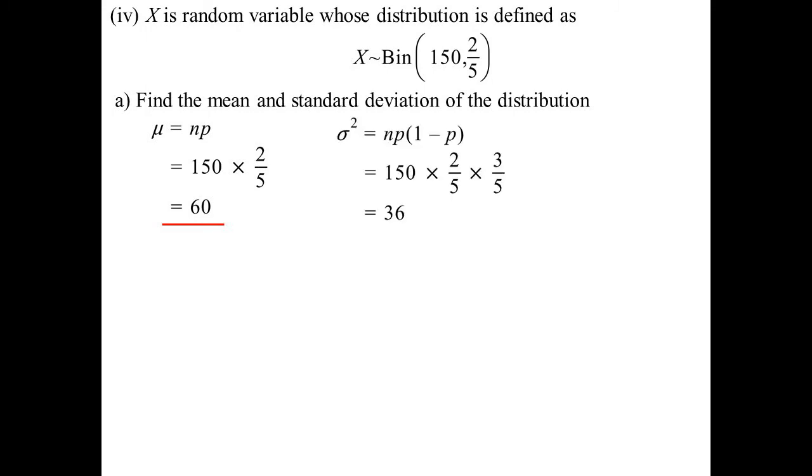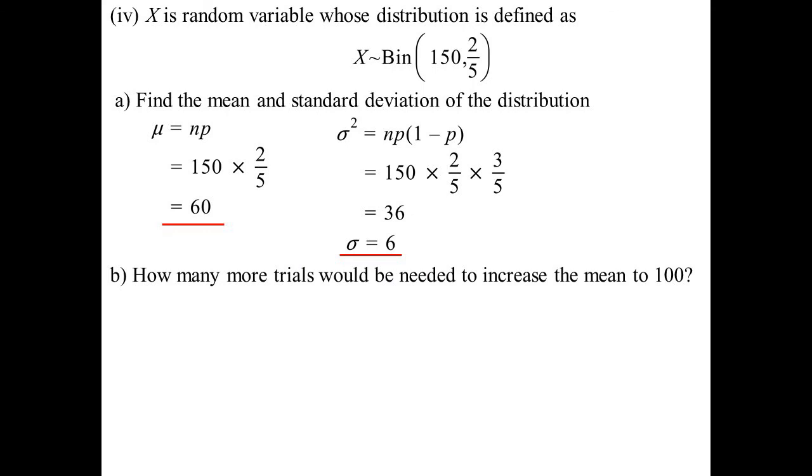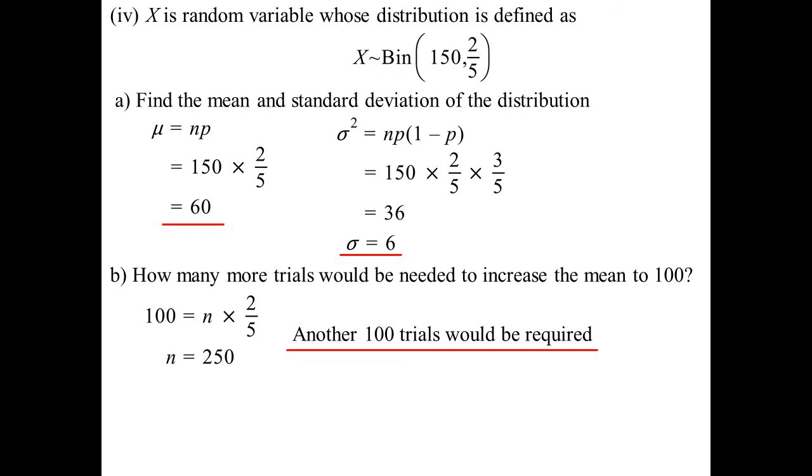The variance for this one turns out to be 36. Remember, standard deviation is the square root of variance. So the standard deviation for this one is 6. So how many more trials would we have to do to increase the mean to 100? Well, if I want the mean to be 100, then n times p would have to equal 100. So n times 2/5, n would have to be 250. But the question didn't say how many trials, 250. It said how many more. We've already done 150, so we'd need another 100 trials.